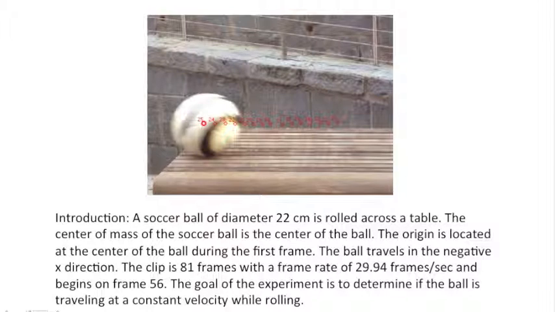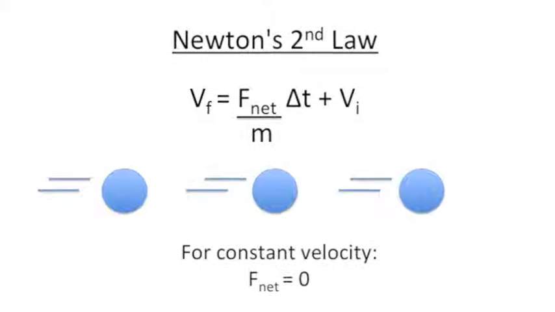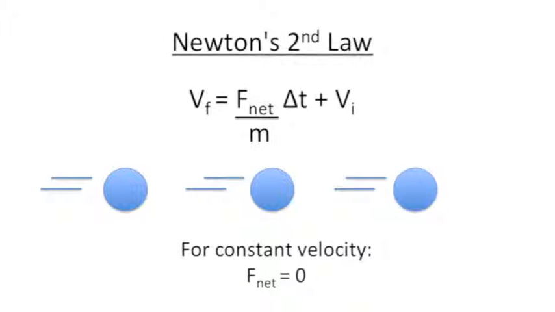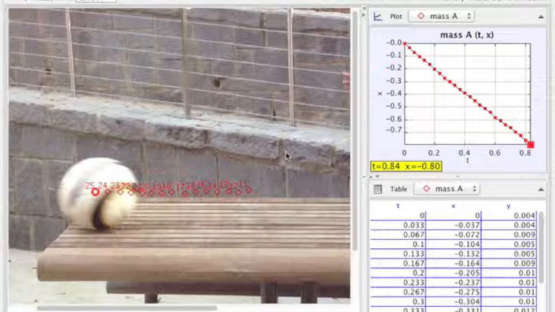the negative x direction. Newton's second law states that the final velocity is equal to the net force on the object divided by its mass times change in time plus the initial velocity. When the net force on an object is zero, the object will travel at a constant velocity. Therefore, since the net force on the ball in the experiment is zero, it should also be traveling at a constant velocity. The experiment was then carried out, and the ball was rolled across the table.